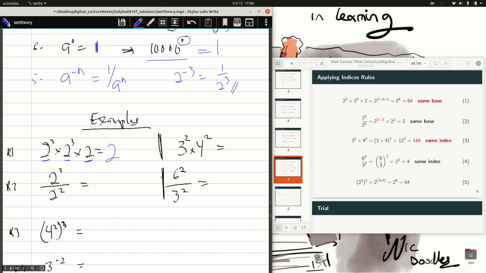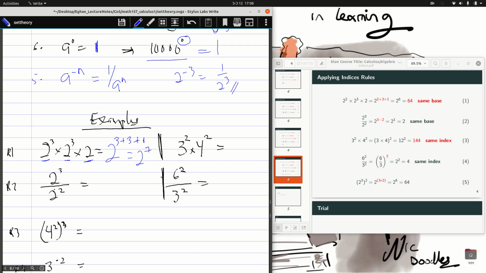What I can do is to add the index. This to the power 1, but we don't write that. You know, in mathematics, we don't write to the power 1. And then you should know the answer. This is the same as 2 to the power 6 plus 1, 7. You can use a calculator to do this.